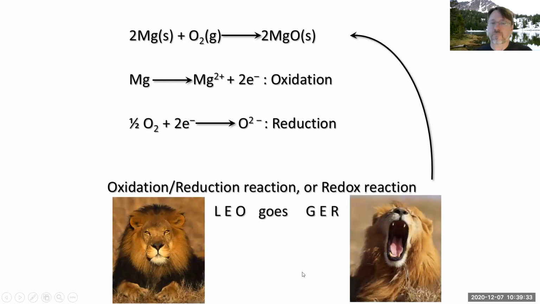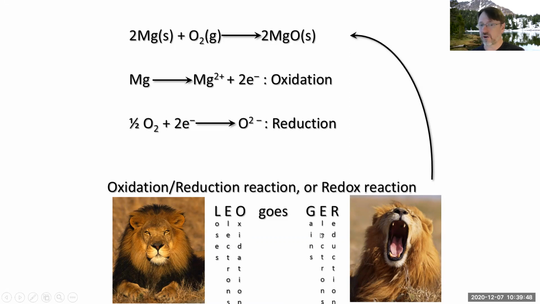Now, a way to remember which one is oxidation and which one is reduction is with the mnemonic LEO goes GER. Okay, so LEO, loses electrons is oxidation. GER, gains electrons is reduction. So that is a way to remember which half of this is oxidation, which half of it is reduction.